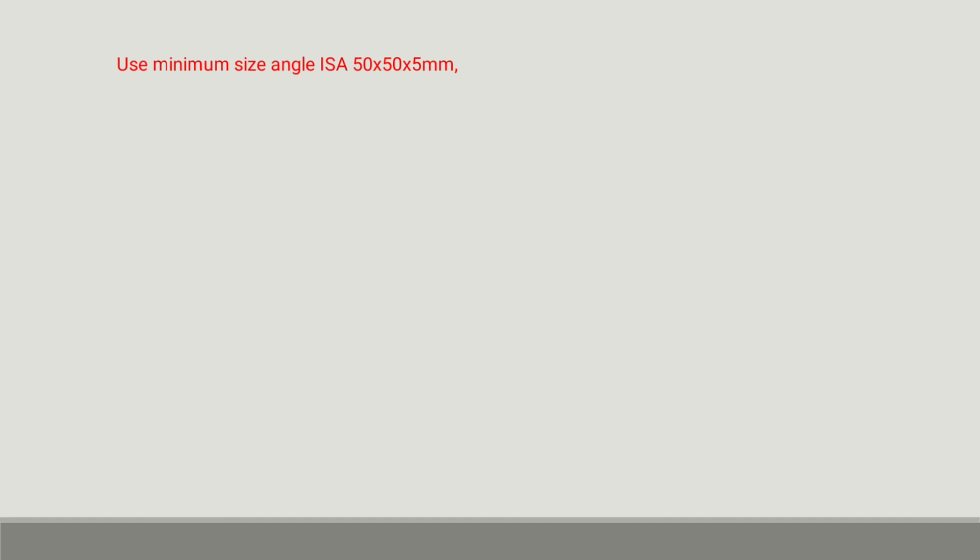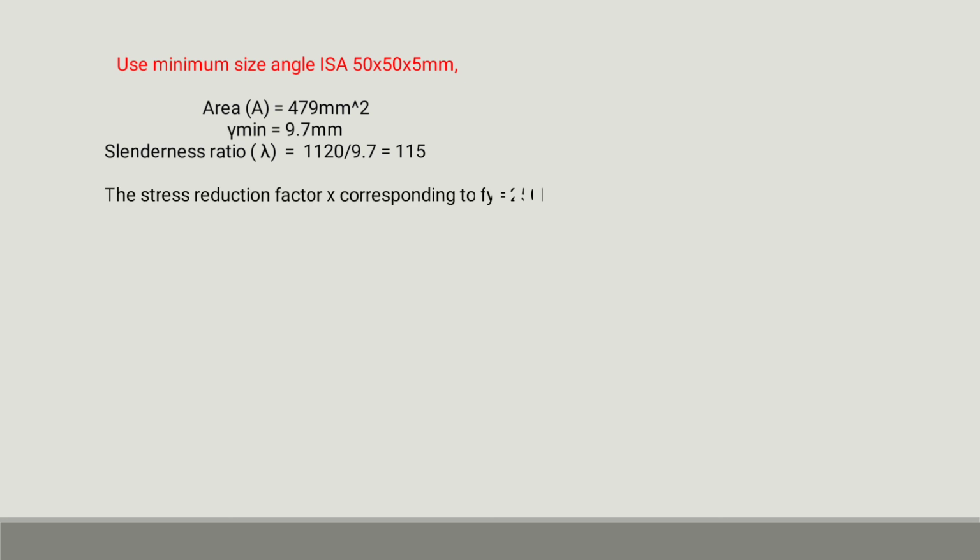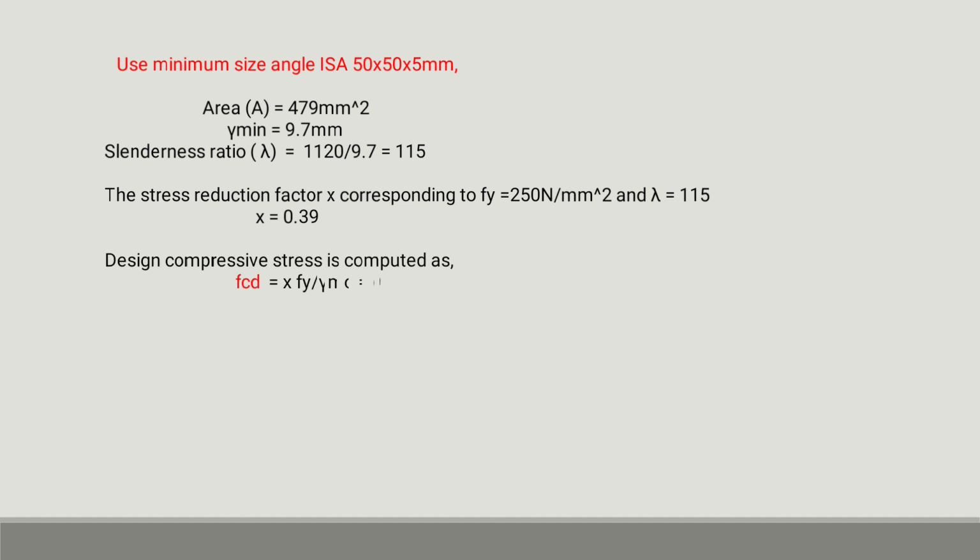Then use minimum size angle, ISA 50 into 50 into 5 mm. So area is equal to 479 mm square. Then Y minimum is equal to 9.7 mm. So slenderness ratio lambda is equal to 120 by 0.97 is equal to 115. So the stress reduction factor corresponding to Fy is equal to 250 N per mm square and lambda is equal to 115, chi equal to 0.39. So design compressive stress is computed as FCD is equal to, we know the formula, apply the values, get the answer. So 78 Newton per mm square.